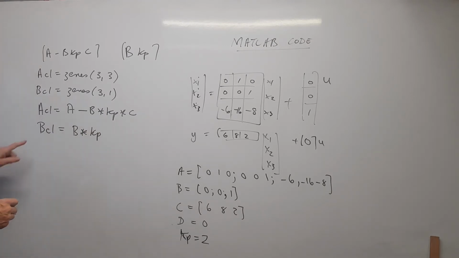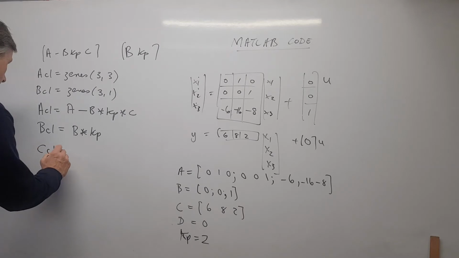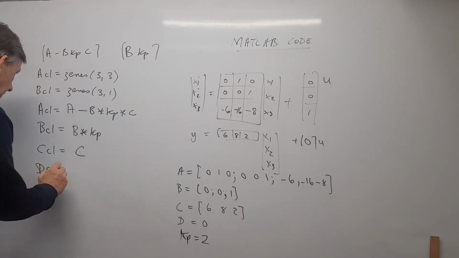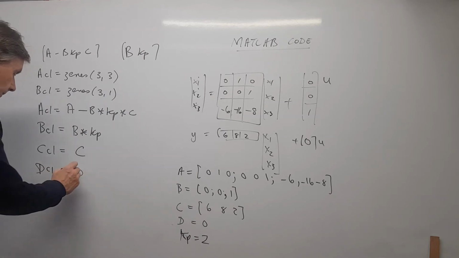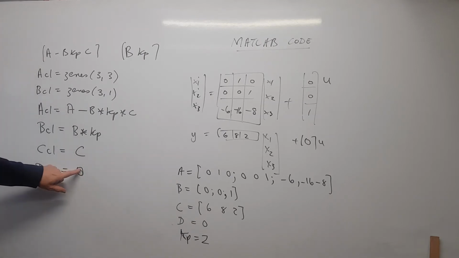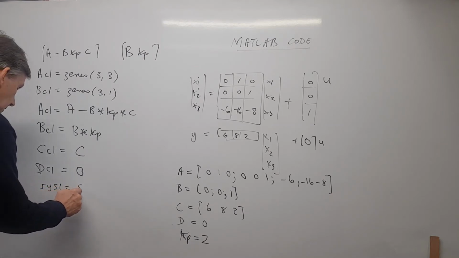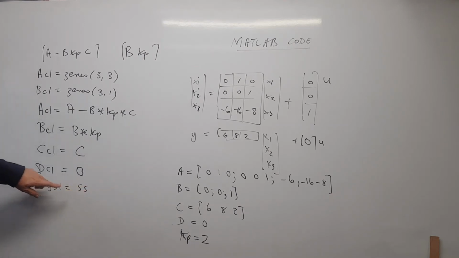And then my CCL will still be C, and my DCL will be 0. So I've now got my closed loop state space equations in quite quickly, and I can put, say, sys1 equals SS. So SS takes a state space representation, a set of matrices A, B, C, D, and forms it as a system within MATLAB.